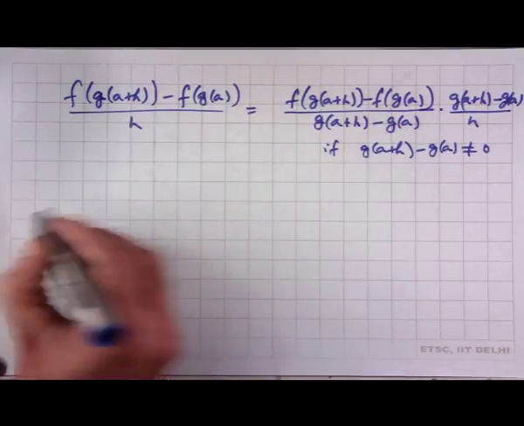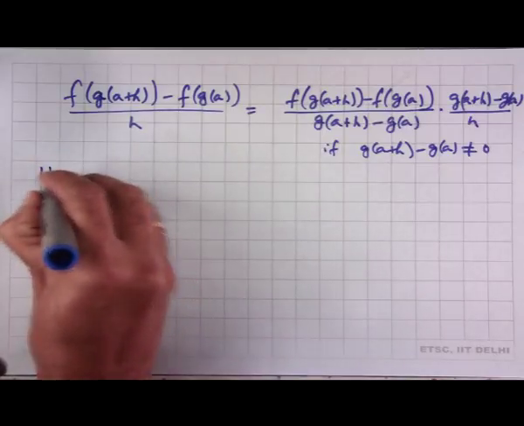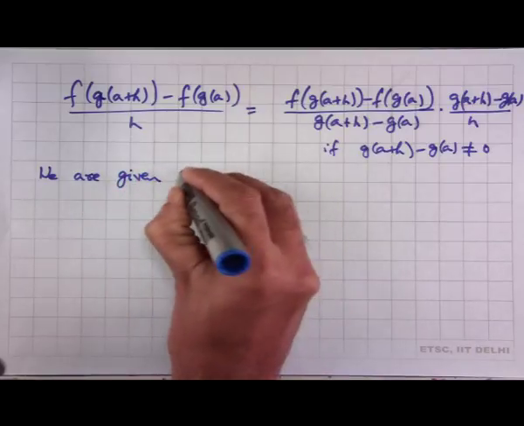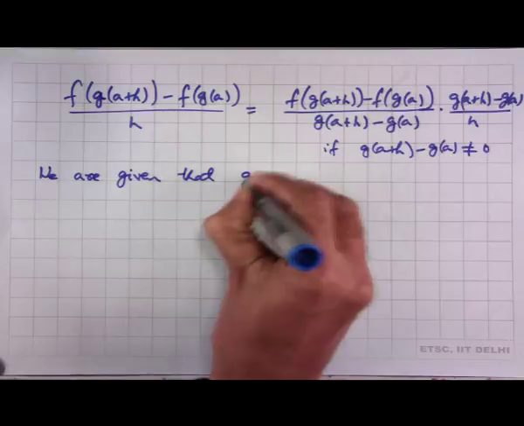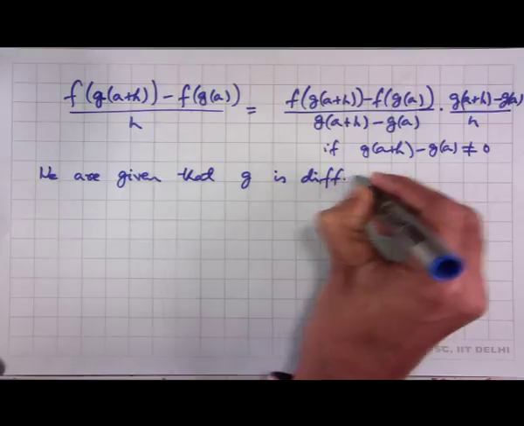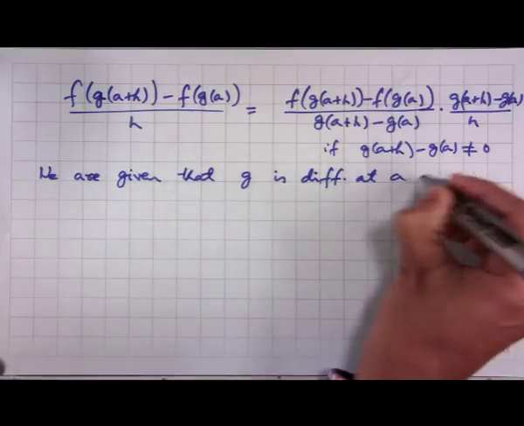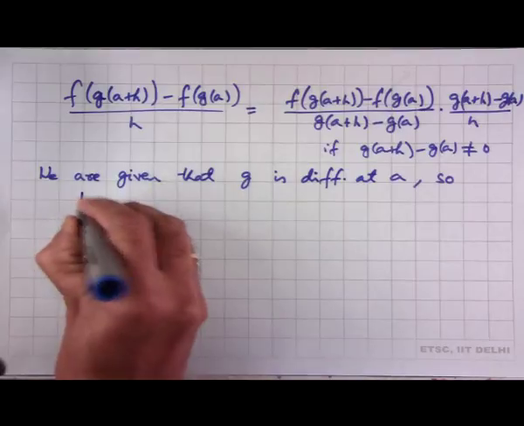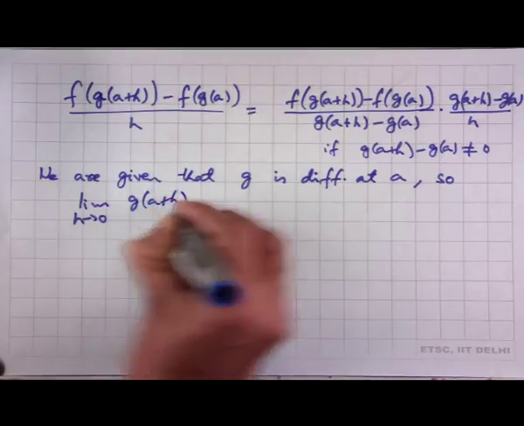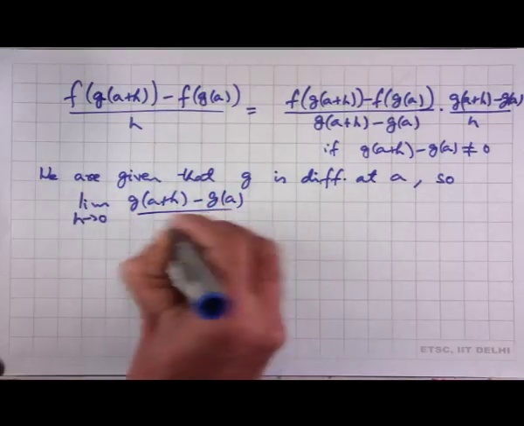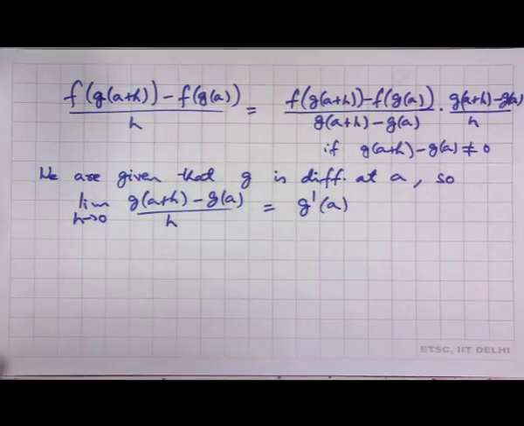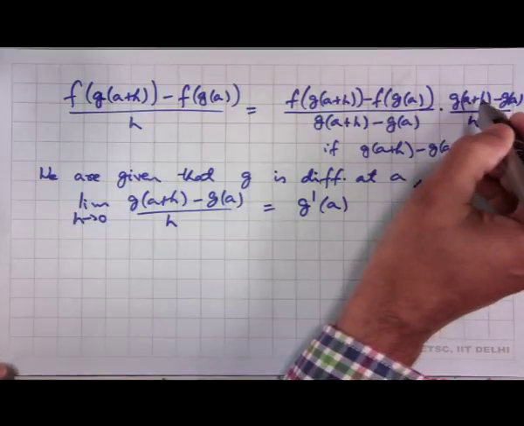Now, what we know is that we are given that g is differentiable at a. So, the limit of h going to 0 of g of a plus h minus g of a by h exists and this is the derivative g prime of a. So, this is the second factor here in the product.